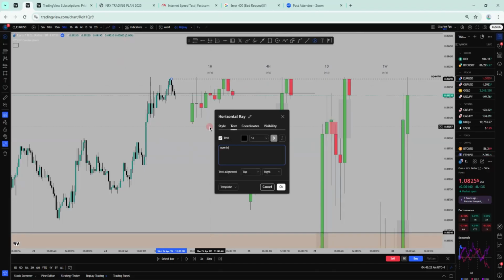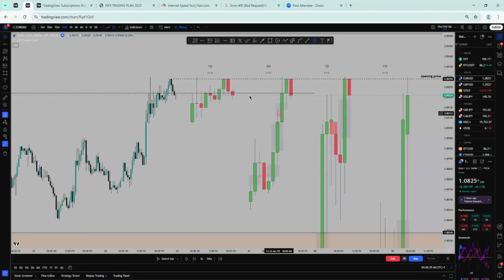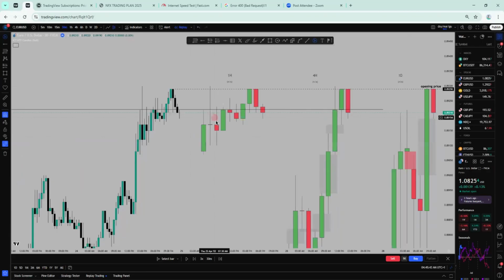Let's say this is our opening price, right? I want to save this one. This is our opening price. Control C, save as, press. Good. So this is our opening price, and the price has traded below the opening.